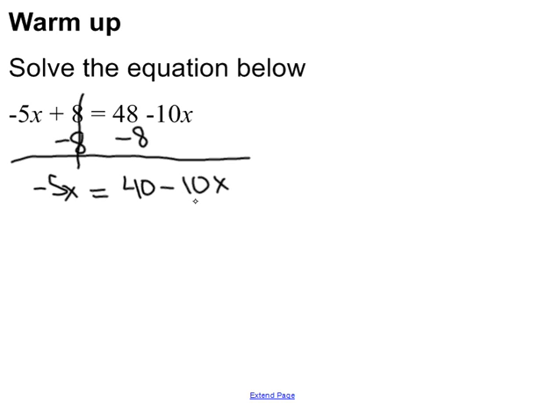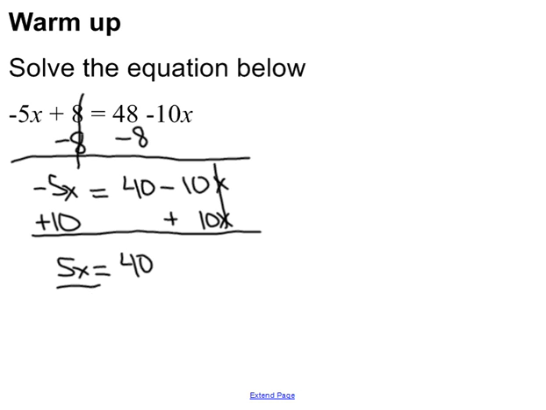And then we can bring this to the other side by adding 10x on both sides of the equation. These will cancel out. 10x take away 5x is equal to 5x. Bring down the equal sign, bring down the 40. Divide both sides by 5. X equals 8.